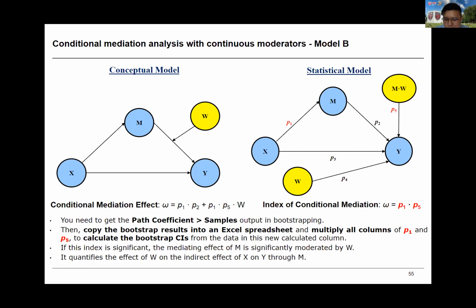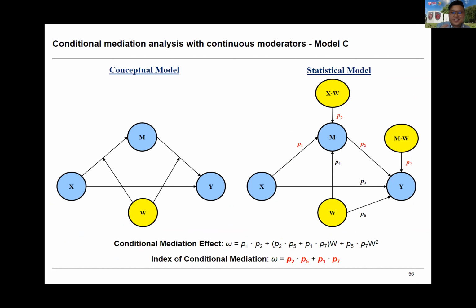So let me tell you one thing. For model A, you can do it in SmartPLS easily. For model B, it's a bit difficult. You need to do a manual calculation. Let us move on to model C.